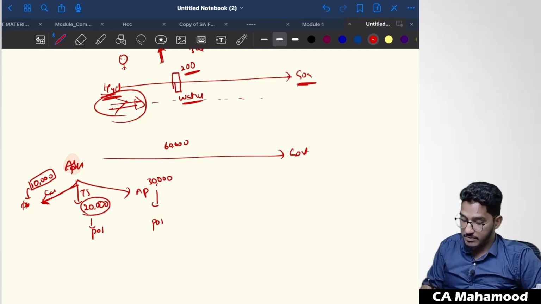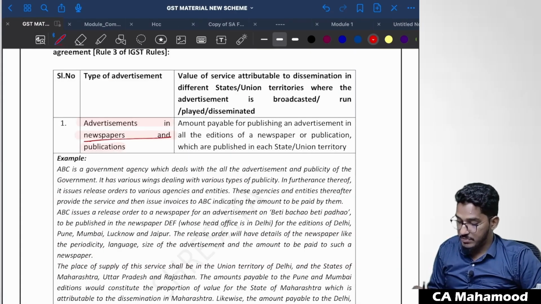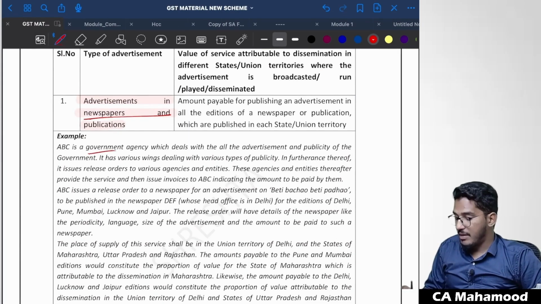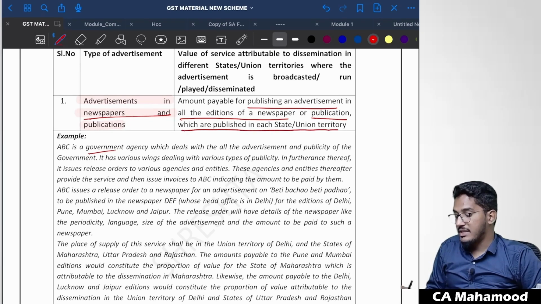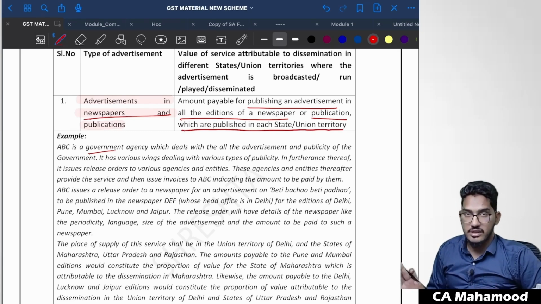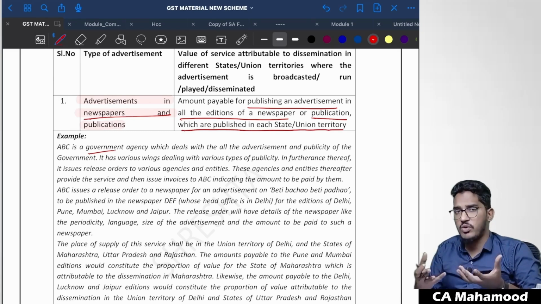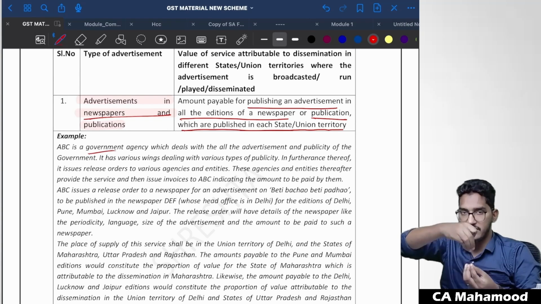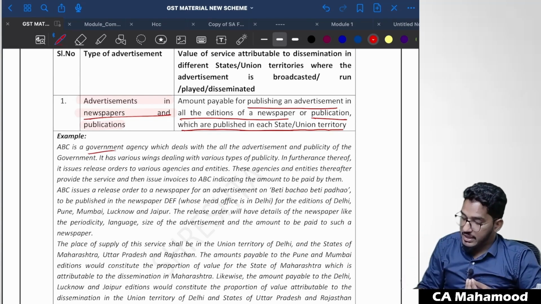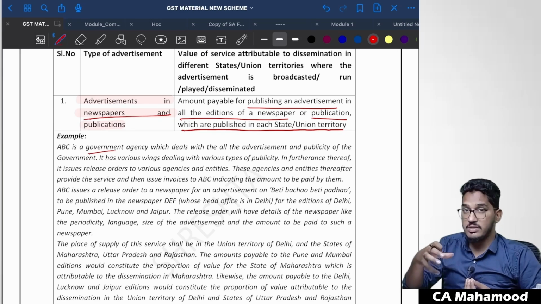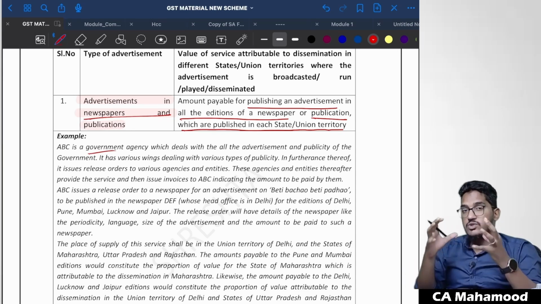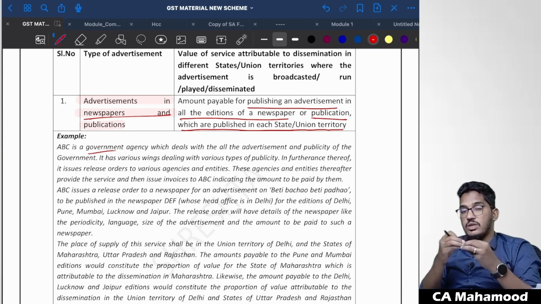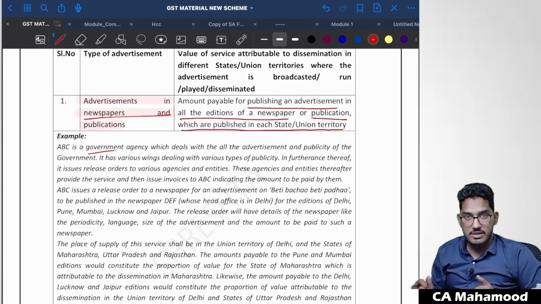So if we read it from the material here, advertisement in newspapers and publications. In these cases, the amount payable for publishing an advertisement in all the editions of a newspaper or publication which are published in each state or union territory. Nothing but whatever amount you are paying for all the editions in that particular state. For example, if this advertising company is publishing this advertisement in 3 newspapers of the same state, then for all these 3 newspapers, whatever total amount is there, for that total amount, the place of supply is going to be that respective state.